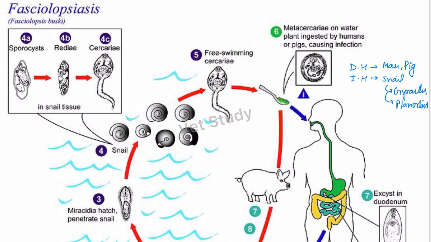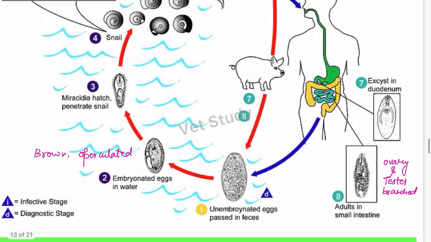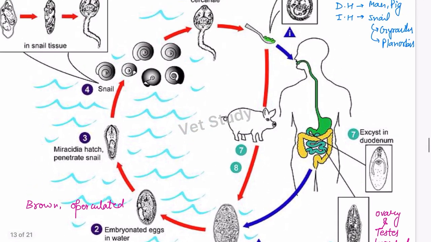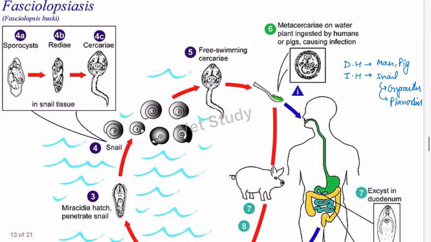And the location in the body is the small intestine, where this parasite can be found. If you talk about the morphology of this parasite, you have to learn that the ovary and testes are branched in this parasite, and the eggs are brown and operculated. So these are the main terms, and the intestinal ceca is unbranched. It is not like in Fasciola. In Fasciola, it was branched. So this is the basic morphological feature.